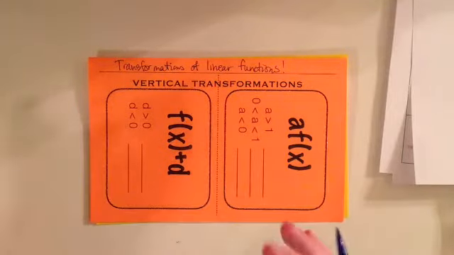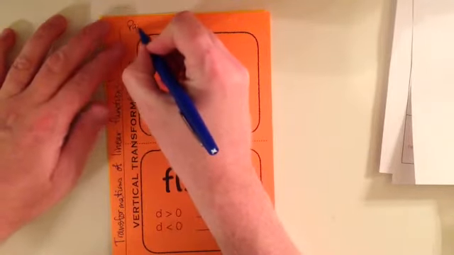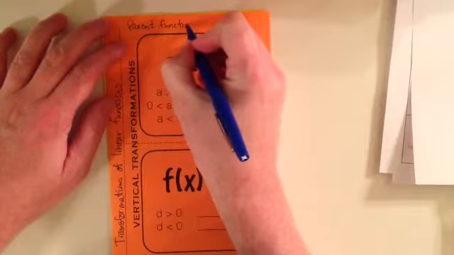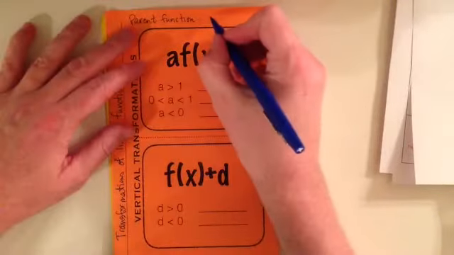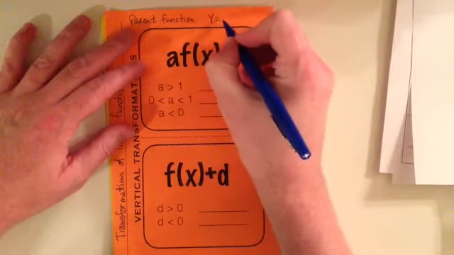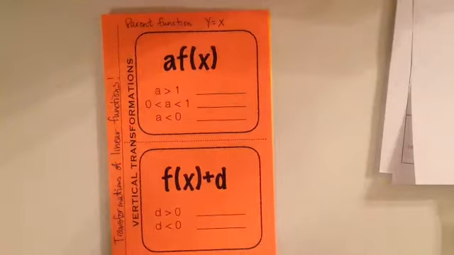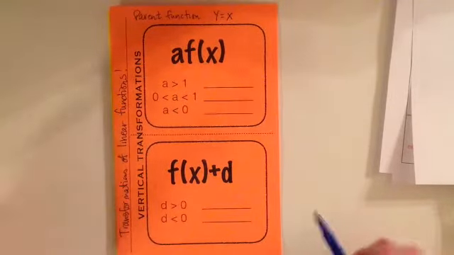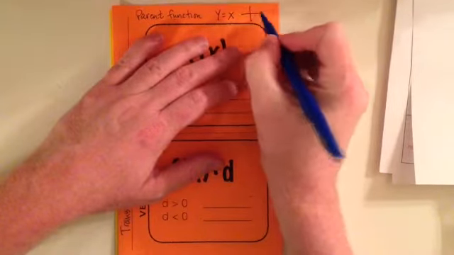Now, all of these changes happen to the parent function, and so I'm going to have you write this at the top of the orange page. The parent function, which is y equals x. Parent function meaning that is the basic function that we have for linear equations, y equals x. And when we graph y equals x, we'll just do a little quick picture of it.